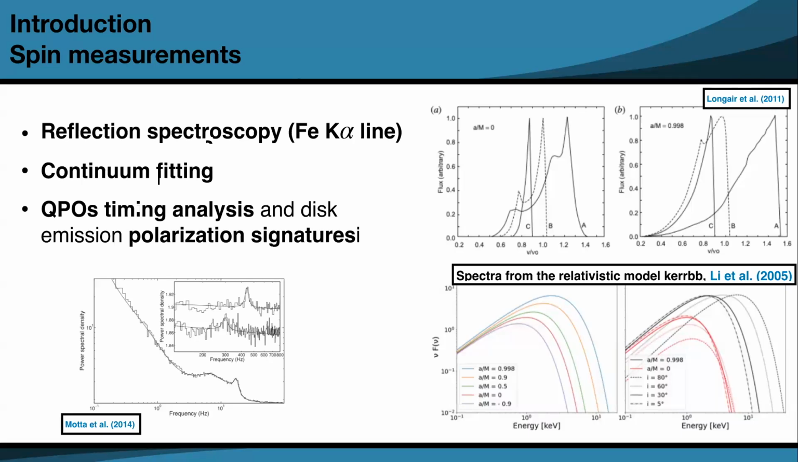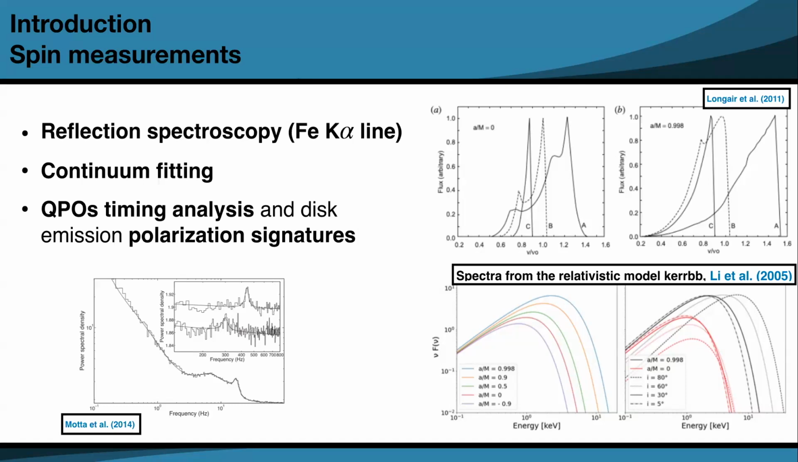The first one is the analysis of the so-called quasi-periodic oscillations, QPOs, that are quasi-periodic variations or fluctuations that are observed in some sources. However, this method relies on the observation of three simultaneous QPOs in the same source. So this, as far as I'm aware, has been applied just once, in this reference paper, if you're interested. And finally, the fourth one is based on the analysis of the polarization signatures of the disk emission. So I would like to discuss this method in this seminar.